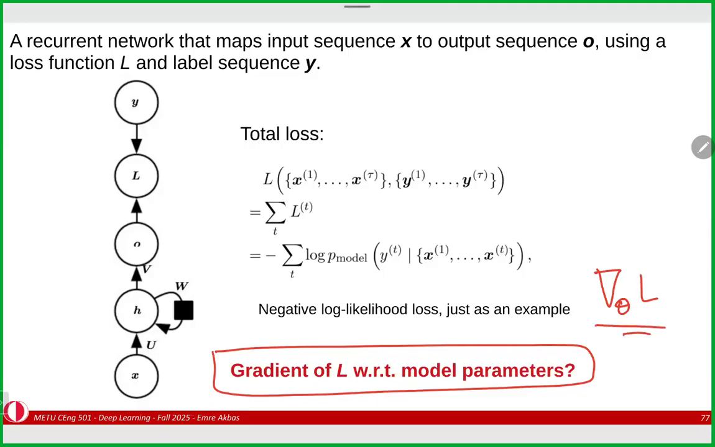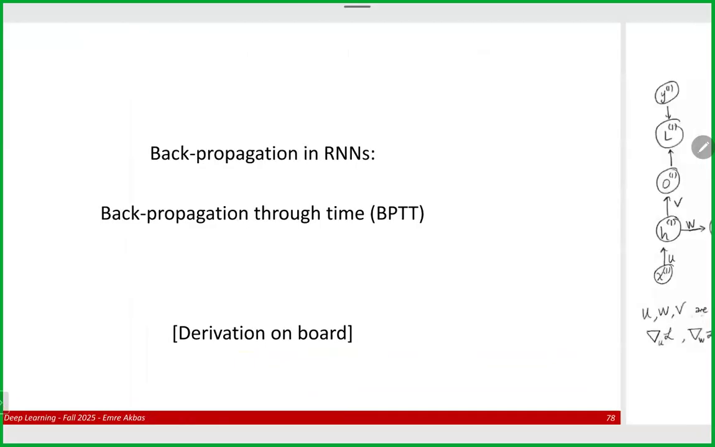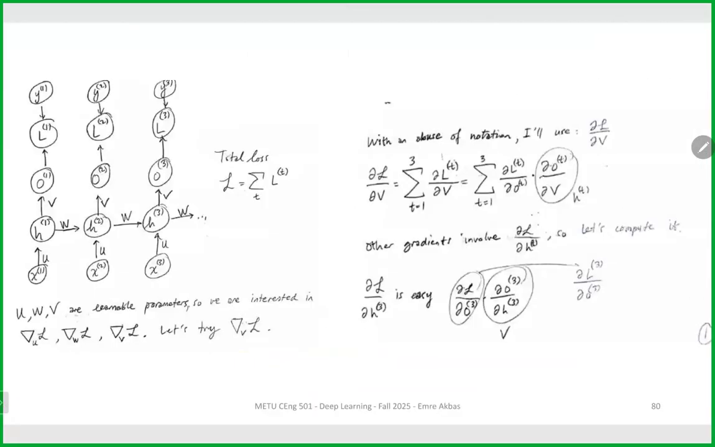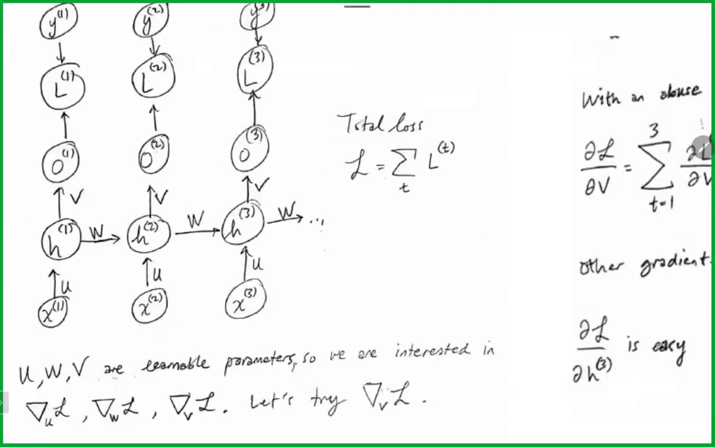As you can imagine, this is computed using backpropagation, but it's a little bit more complicated because now we have a time dimension, and it's called backpropagation through time. The derivation is a little bit involved. I'm not going to go through it here, but let me show you why it is difficult.